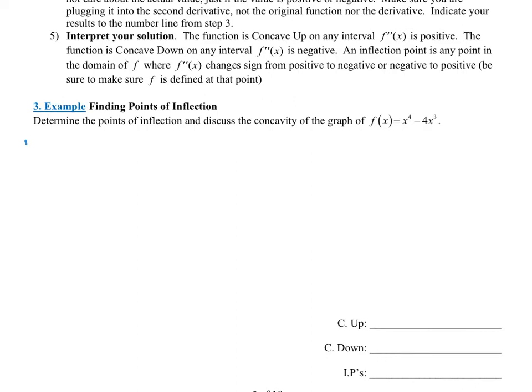So what's the first thing we do? First thing we do again is find that first derivative. Hopefully that's not too hard because this is a simple polynomial. The derivative of x to the fourth is 4x cubed, and the derivative of minus 4x cubed would be minus 4 times 3x squared, which is minus 12x squared.